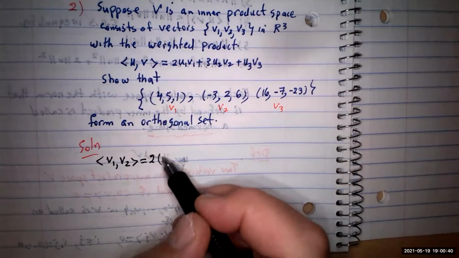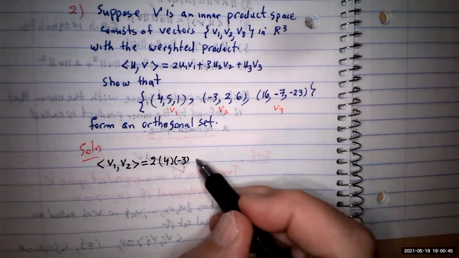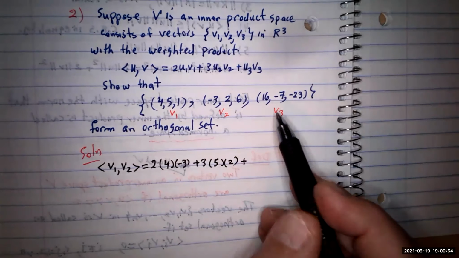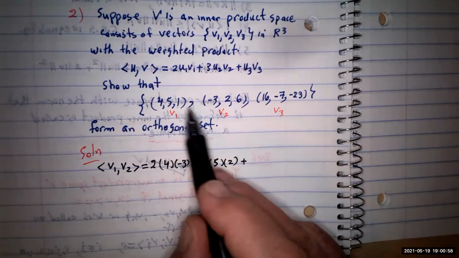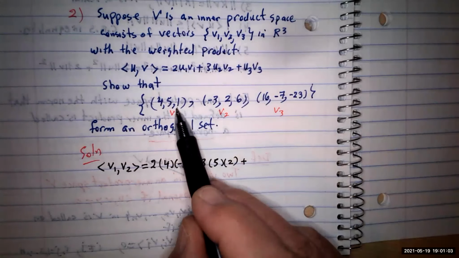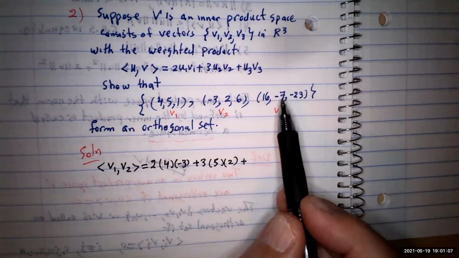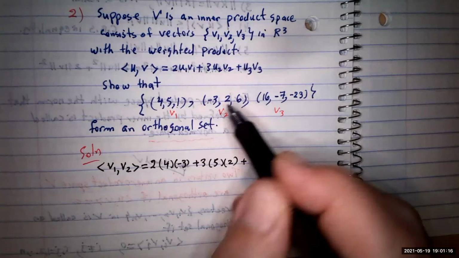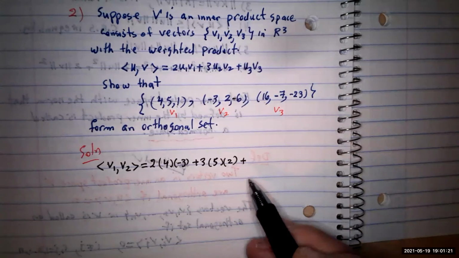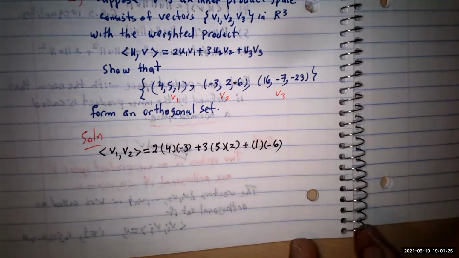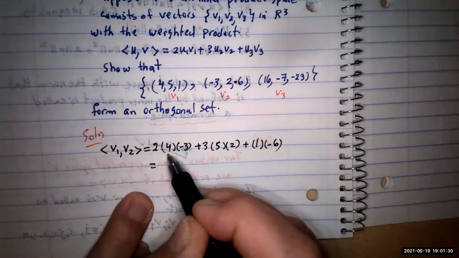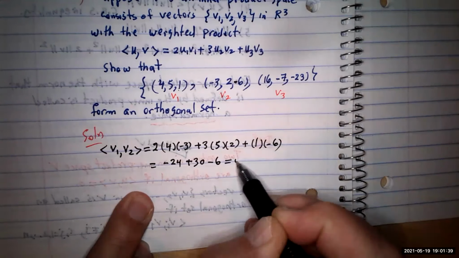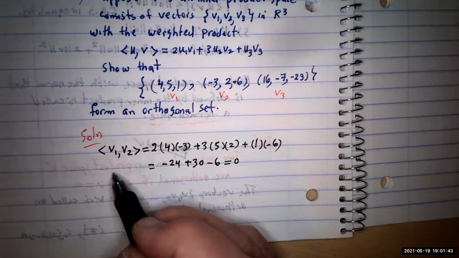U1 V1, which is 2 times 4 times negative 3. Then plus 3 U2 V2, which is 3 times 5 times 2, and plus U3 V3, which is 1 times 6. Put them together: negative 24, plus 30, plus 6, so this is equal to 0. And easily it can be seen that the other one is going to be the same thing.